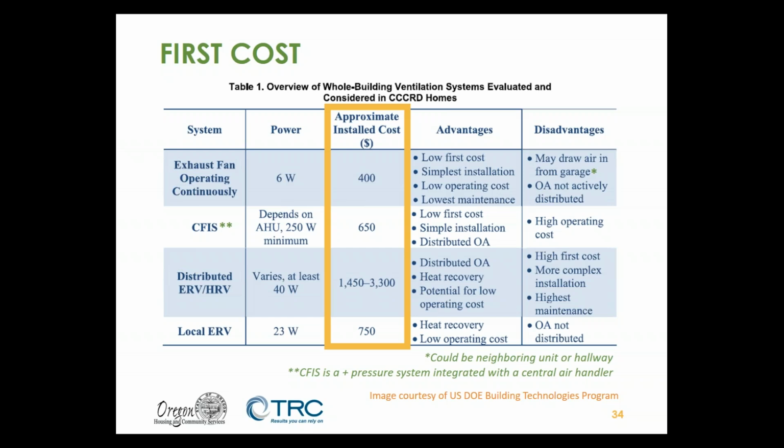But you could also see that in some cases, these local ERVs, the sort of packaged through the walls just for a unit, the first cost can be right in line on the similar order of magnitude as exhaust only. A little bit more engineering because you have a heat exchanger on the inside of the package, but it's not that much more, and those costs are coming down as well. So those can be a great opportunity.